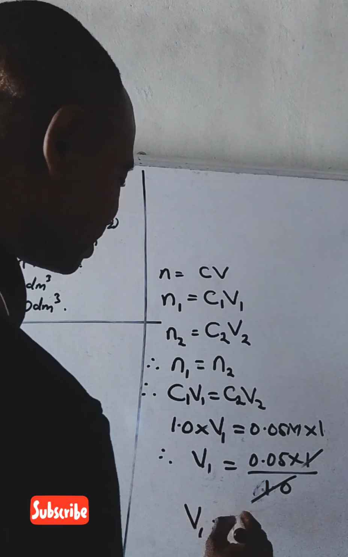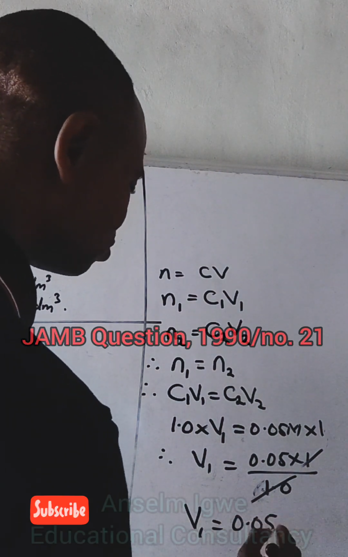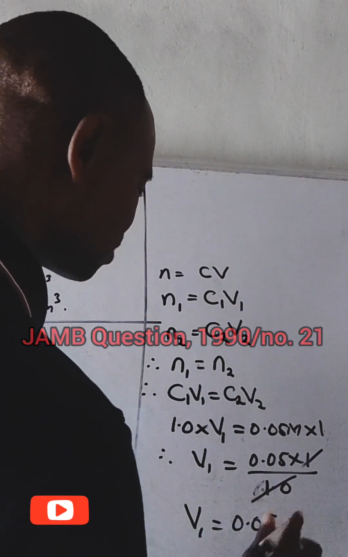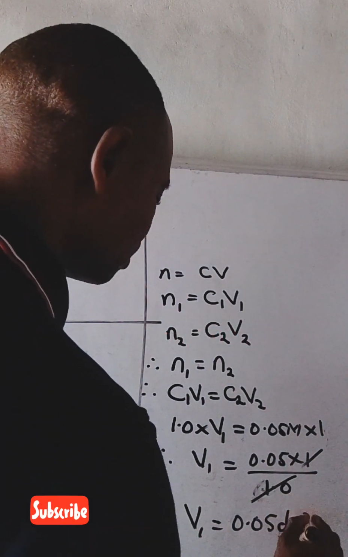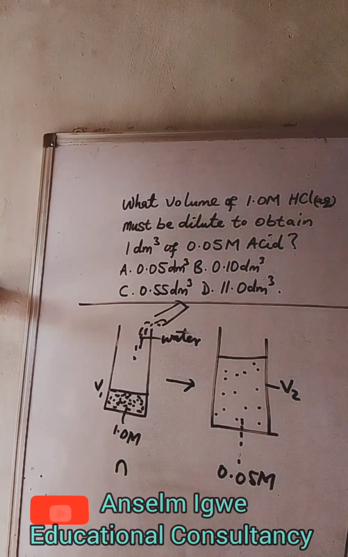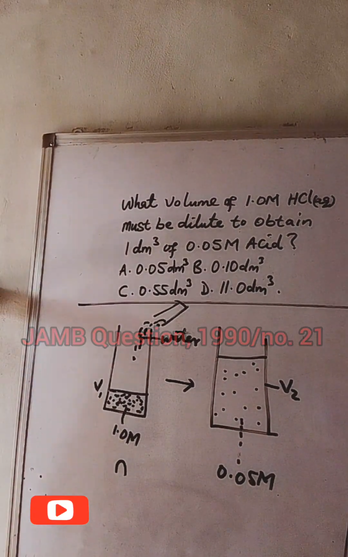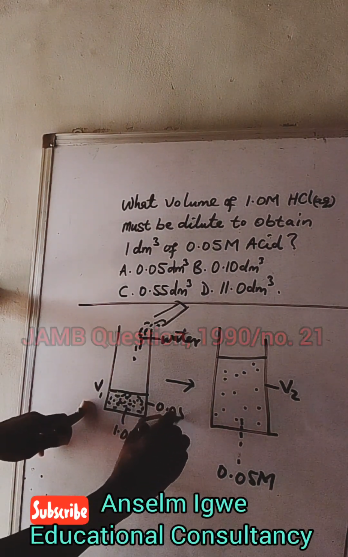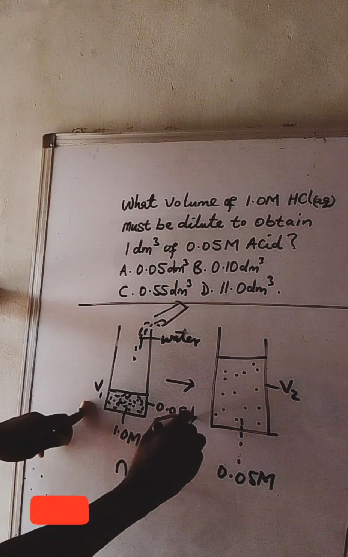Therefore, V1, that volume that will be diluted, is going to be 0.05 dm cube. That is the volume that will be diluted. So if you look at the question, you see the answer is there. So this particular volume, V1, is going to be 0.05 dm cube.